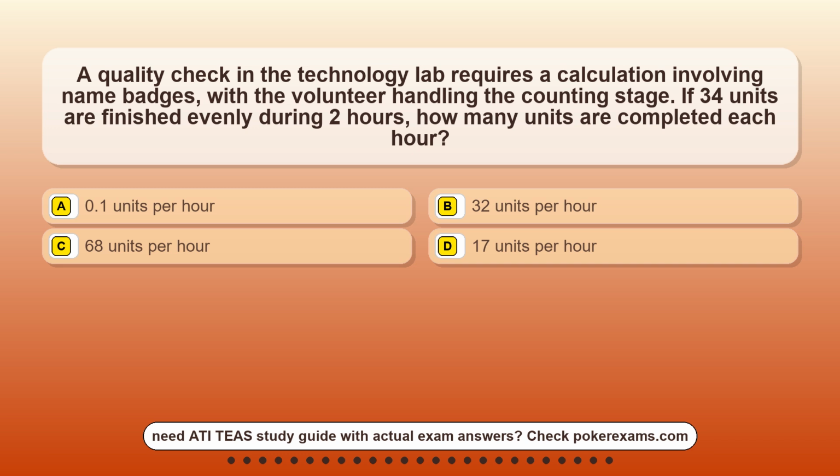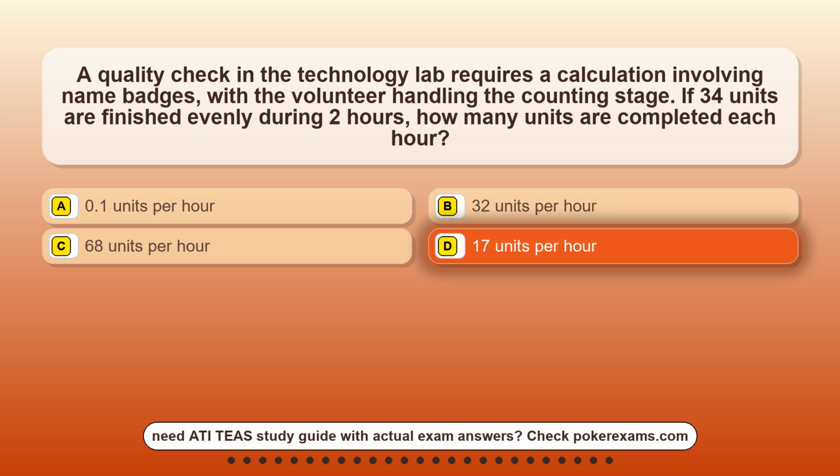handling the counting stage. If 34 units are finished evenly during 2 hours, how many units are completed each hour? Option A is 0.1 units per hour. Option B, 32 units per hour. Option C, 68 units per hour. Option D is 17 units per hour. The correct answer is option D, 17 units per hour.